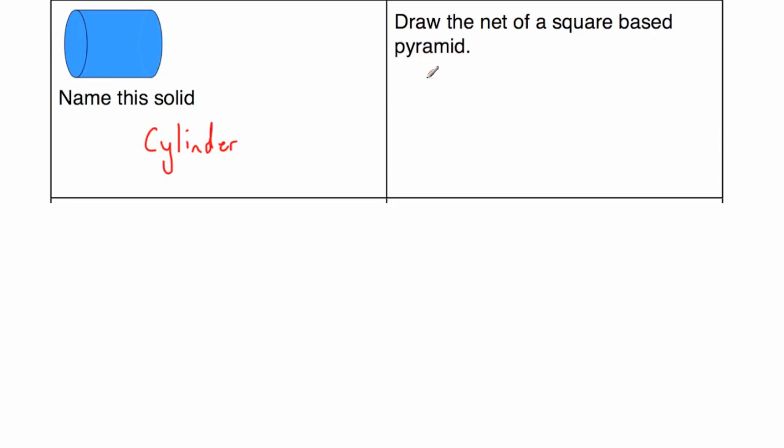And the next question says draw the net of a square-based pyramid. So a square-based pyramid, I always think of the pyramids in Egypt. So you're going to have a square on the bottom, that's the base. Obviously use your ruler for this. And then you're going to have a triangle on each of the sides like so, and they will fold up to meet at the top, the apex at the top, so that they will look like that. So that will be the net of a square-based pyramid. Obviously use a ruler and a pencil.